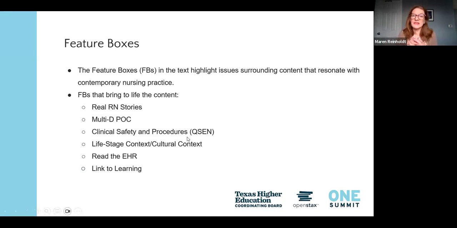So not only could the Real RN Stories be talking about application of the CJMM steps and application of the nursing care that we're talking about in the text, but they also bring to life the experience of an RN, and it might touch on the emotional aspect of dealing with whatever scenario you happen to be faced with.